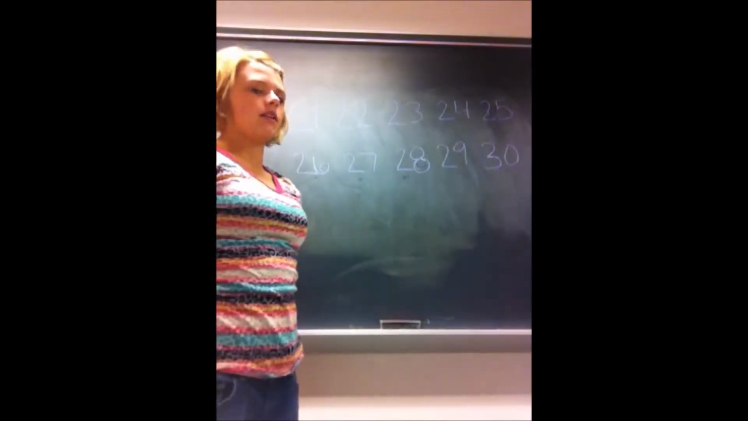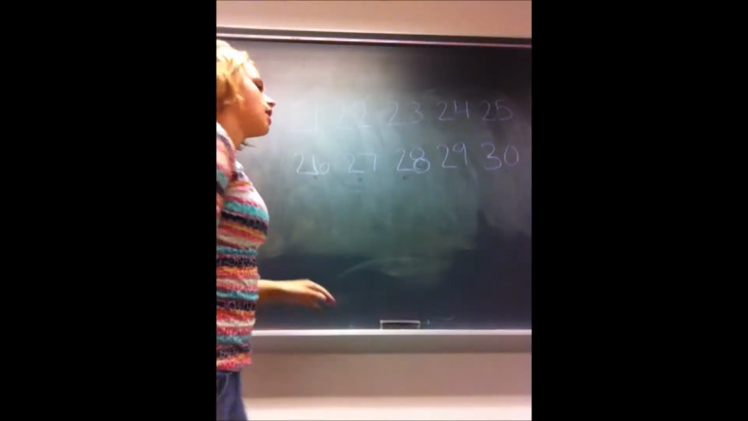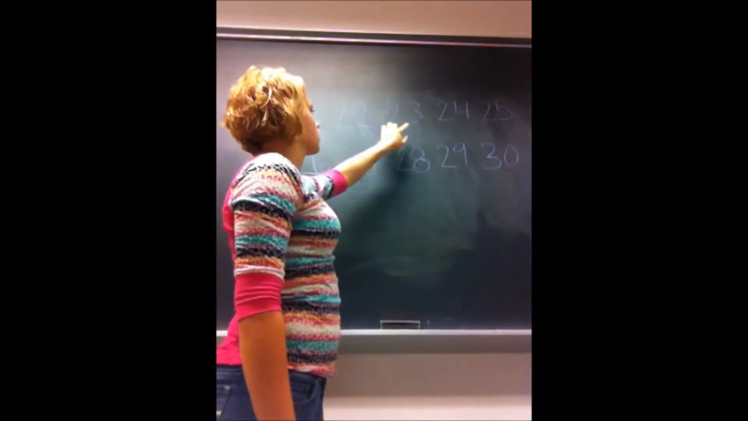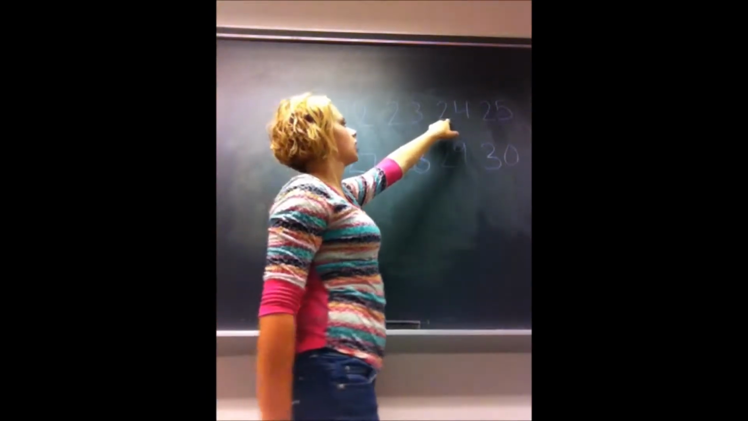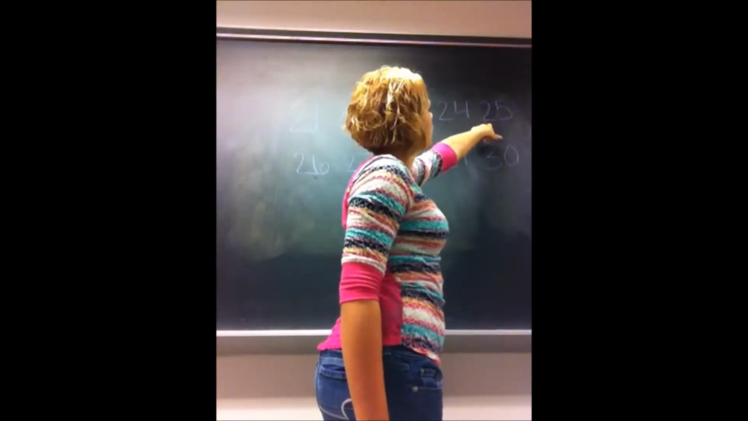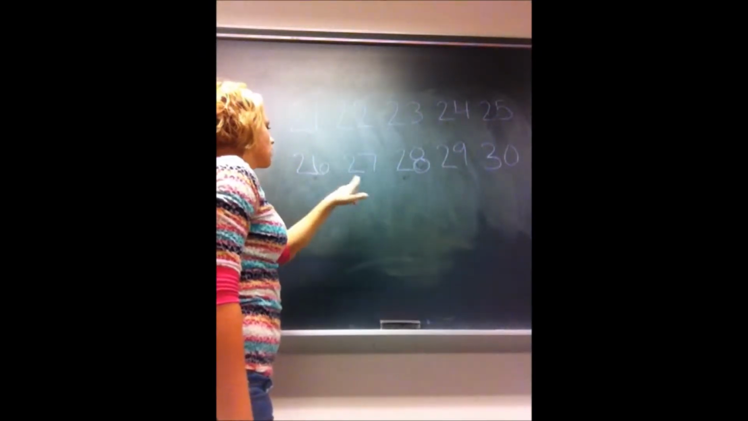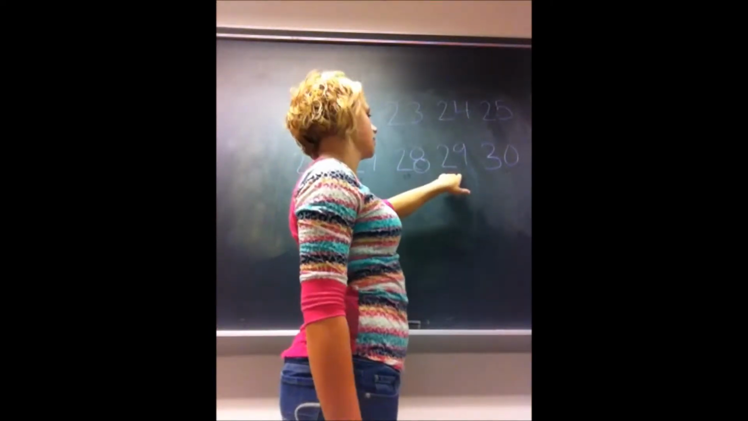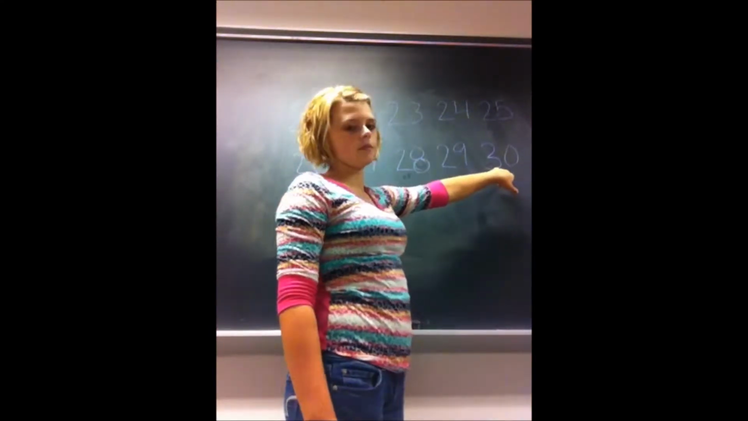Now we have our next set of numbers, 21 to 30. 21, 22, 23, 24, 25, 26, 27, 28, 29, 30.